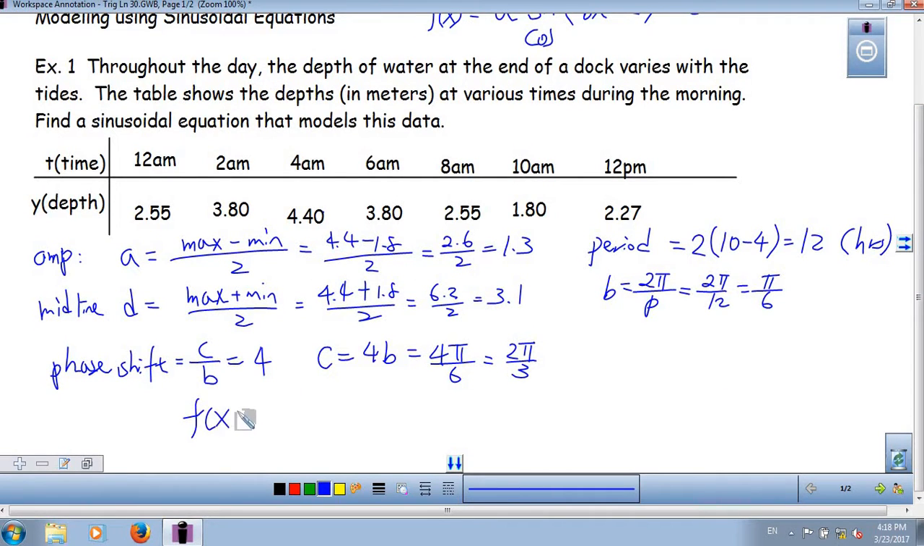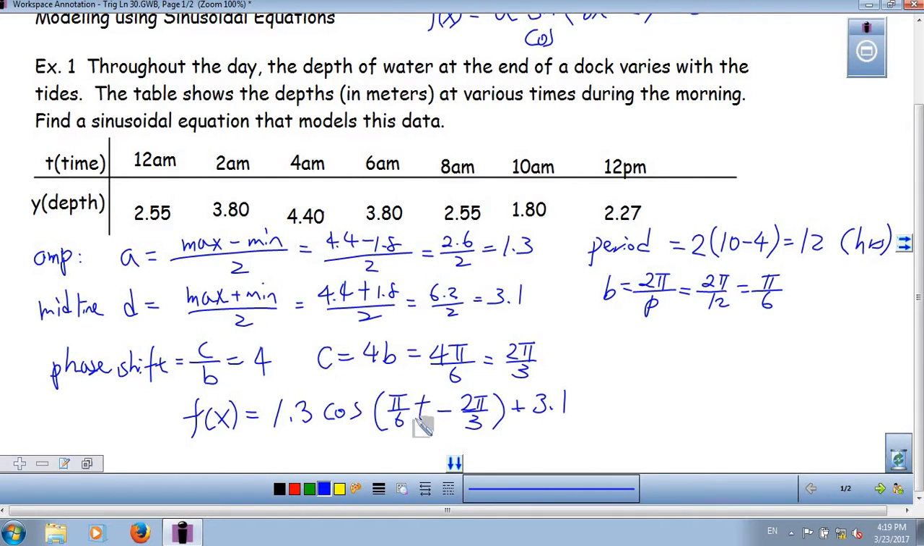Now I think we have everything we need. Because we started at the maximum for cosine, the A value should be positive, and we're using the cosine function. Our B is pi over 6 times t, because our independent variable is time, t, minus 2 pi over 3. Why is it minus? Because we shifted to the right 4 hours. And then our vertical shift is 3.1. So that is the correct function to model this data, using what we have talked about.